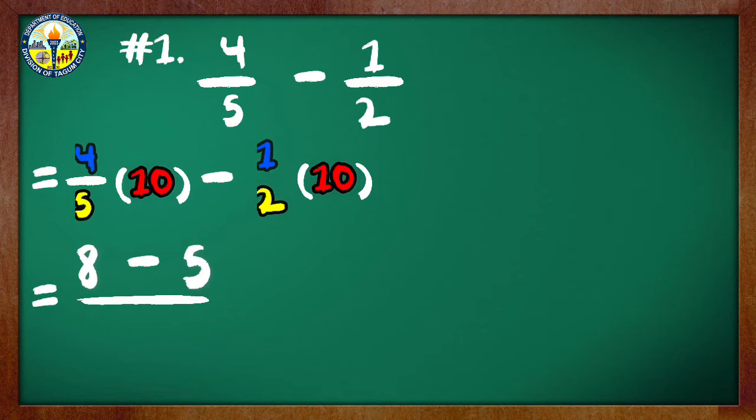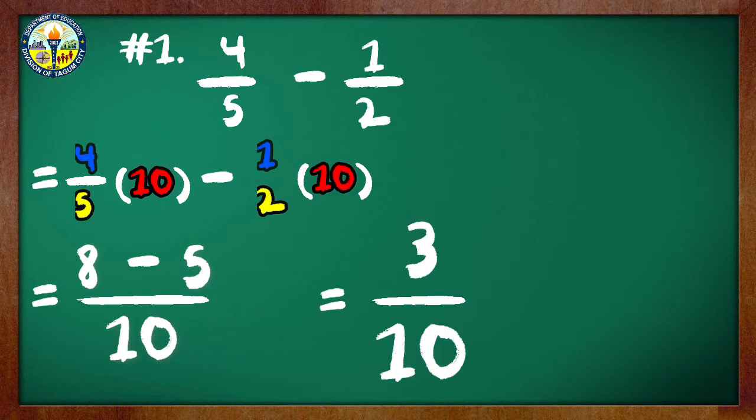Then copy the LCD 10. Subtract the numerators. 8 minus 5 equals 3. So we have a new fraction, 3 over 10, which is the difference of 4 over 5 and 1 over 2. This further means that 4 over 5 is bigger than 1 over 2 by 3 over 10.